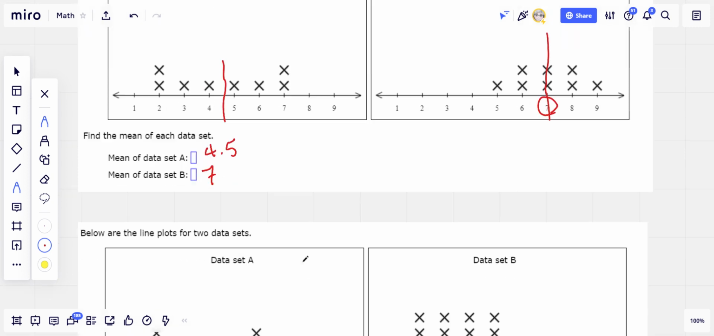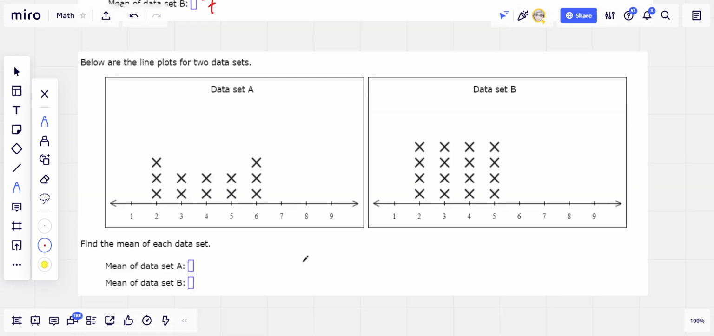Let's try one more for practice. All right, here's data set A. It looks like we've got 3, 2, 2, 2, 3. I think if we cut it right here, that would make a mirror image, and that puts us right at 4.